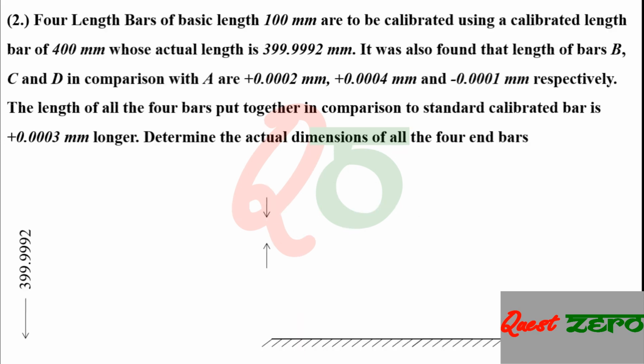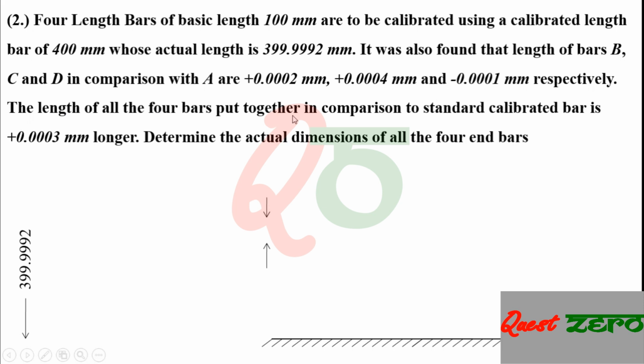We'll take up one more example. Four length bars of basic length 100 mm are to be calibrated using a calibrated length bar of 400 mm whose actual length is 399.9992 mm. It was also found that the lengths of bars B, C and D in comparison with A are 0.0002 mm, 0.0004 mm, and minus 0.0001 mm respectively.